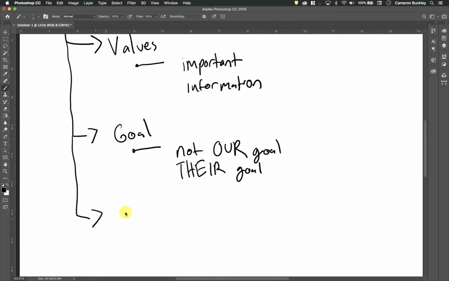And lastly, their concerns. So this is kind of the inversion of their values in a way. What are they worried about?